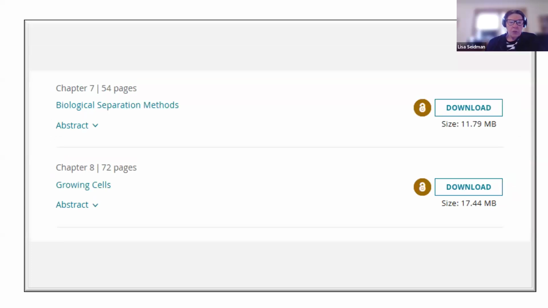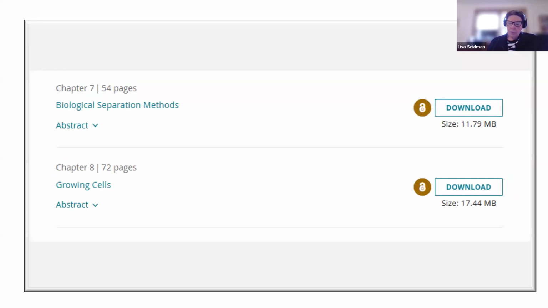And then the final two units are biological separations and growing cells. So biological separations, pretty basic techniques. We talk about filtration, centrifugation, we touch on electrophoresis, and we touch on chromatography, but that's pretty light. I mean, this is a basic manual, so we don't get too deeply into those.